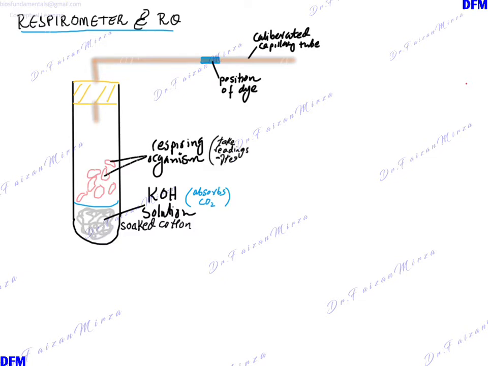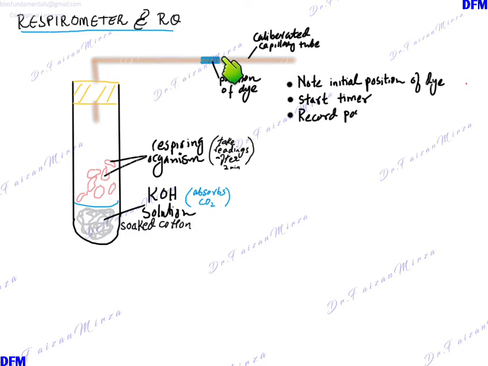We take readings after 2 minutes. We allow the organism to become acclimatized to the new conditions, so we do not take any readings for 2 minutes. We let it sit for 2 minutes. Once 2 minutes have passed, I'll note the initial position of the dye and mark that position. Now I'll start the timer and record the position of the dye, for instance, after 10 minutes. So I'm just noting where the dye moves after 10 minutes.